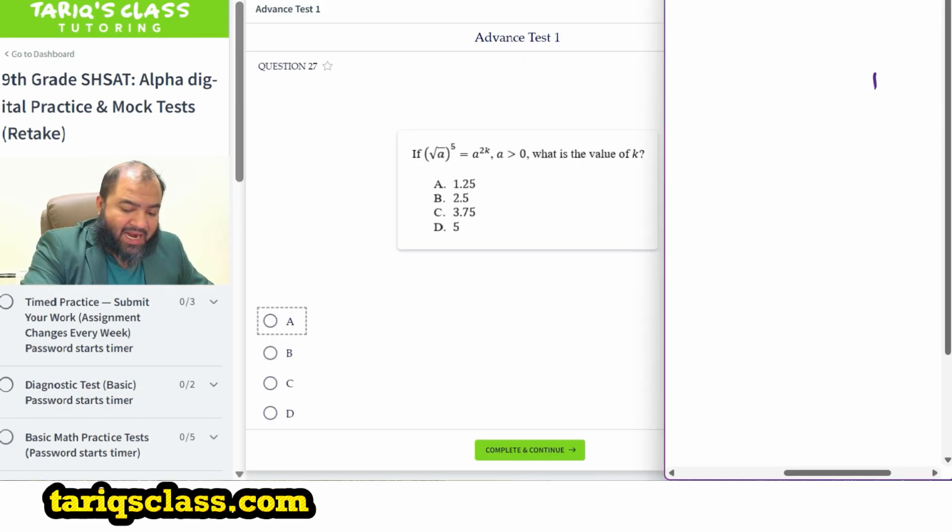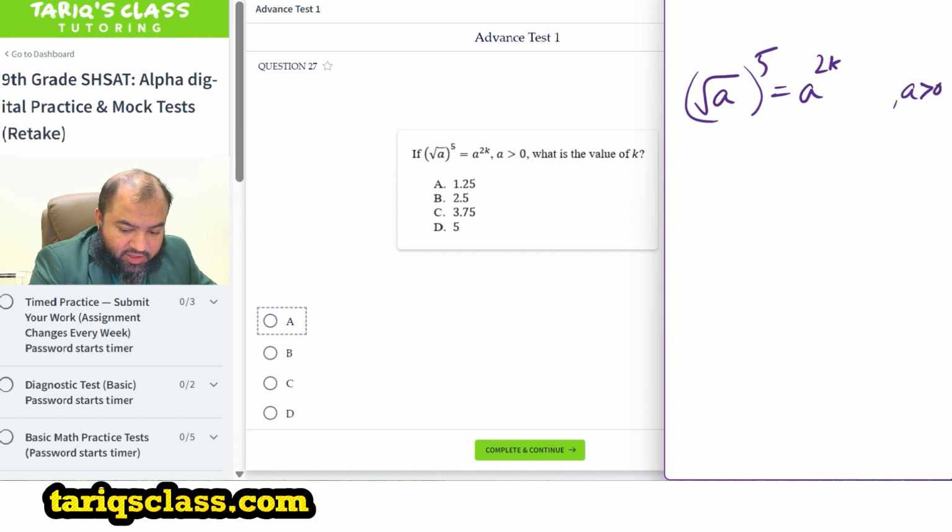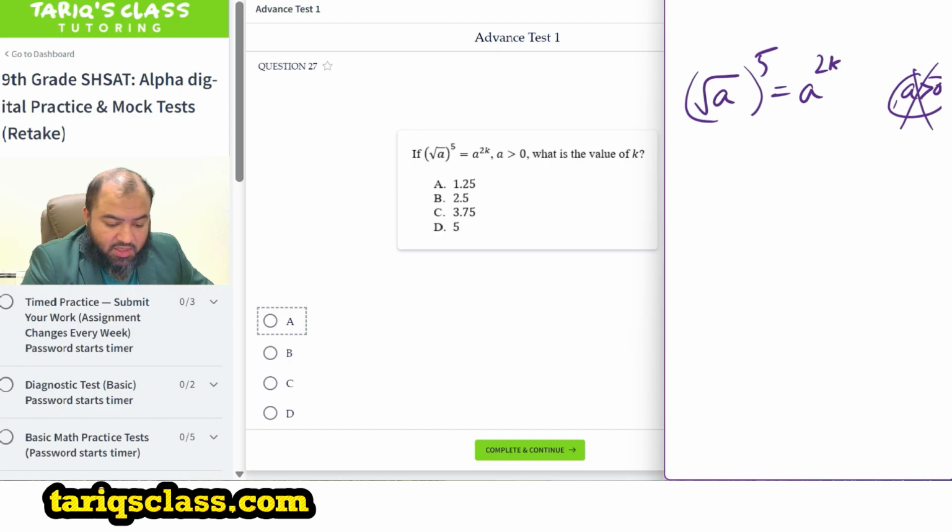So this is about the power. If square root of a power 5 is equal to a power 2k, and they said a has to be greater than 0, so we can just ignore this. How do you simplify? What is the value of k?